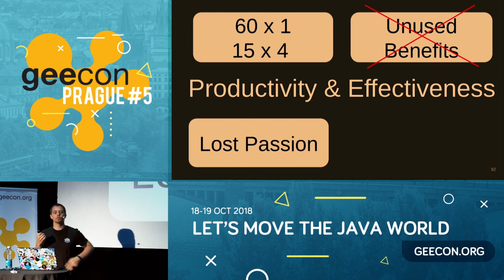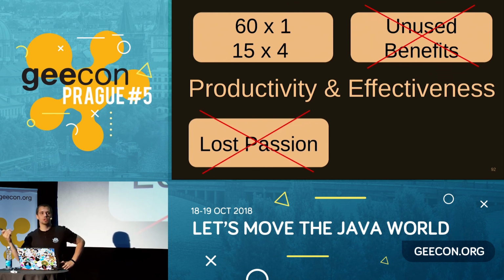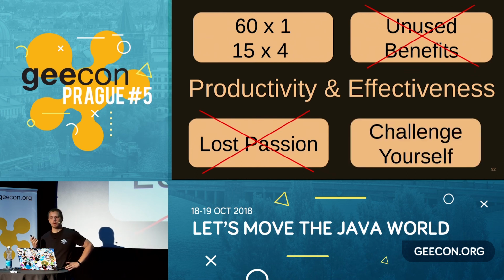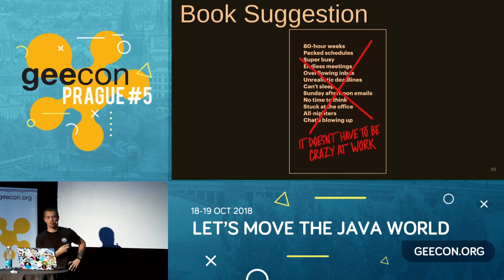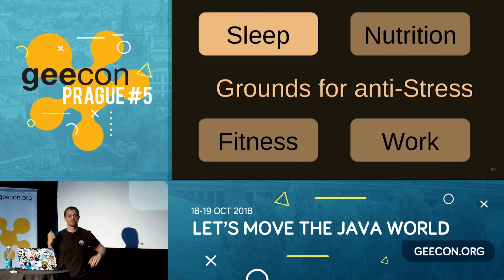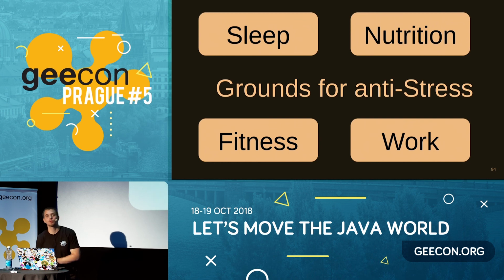And again, don't lose passion in your work. Change the teams maybe. Do different projects. Don't just go to another company necessarily. And again, challenge yourself. We are creative creatures. We want to explore and try new things. And there's a great book, It Doesn't Have to Be Crazy at Work, that's been just recently published. Great book. So, we've talked about quite a bit today.